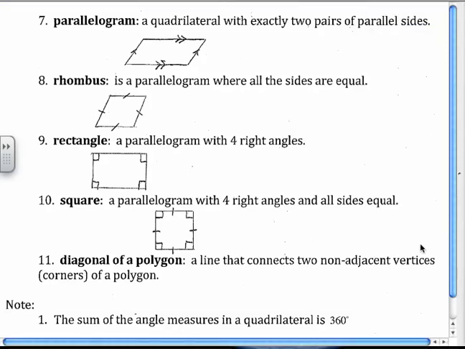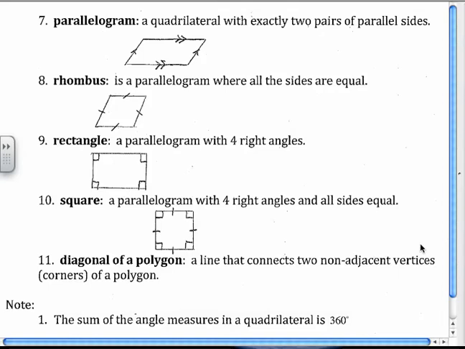Okay, guys, now this is the second part of these notes. We're just starting to really talk about geometry, and that's why we're having to spend a lot of time on vocabulary to make sure that we all have the same terms and we know what we're talking about. Now, we had started talking about quadrilaterals with the trapezoid.